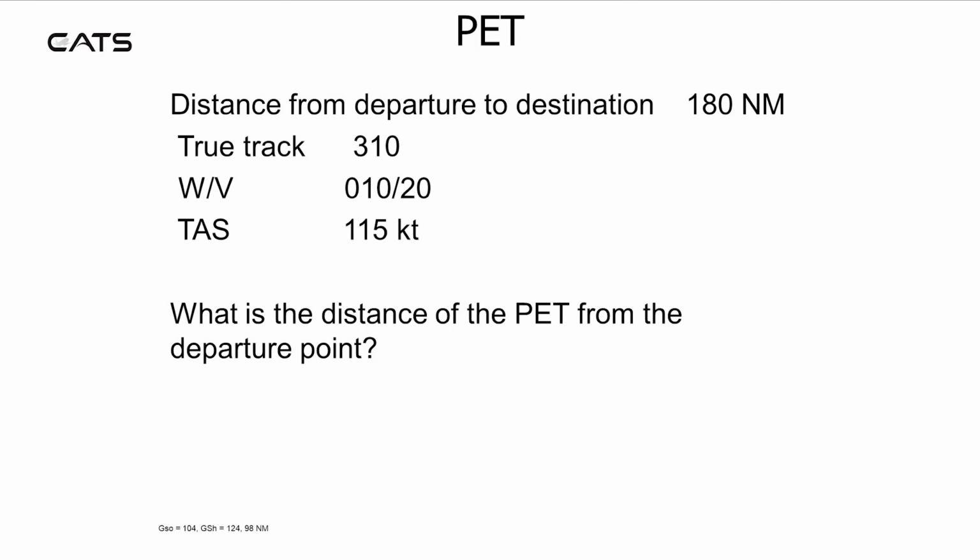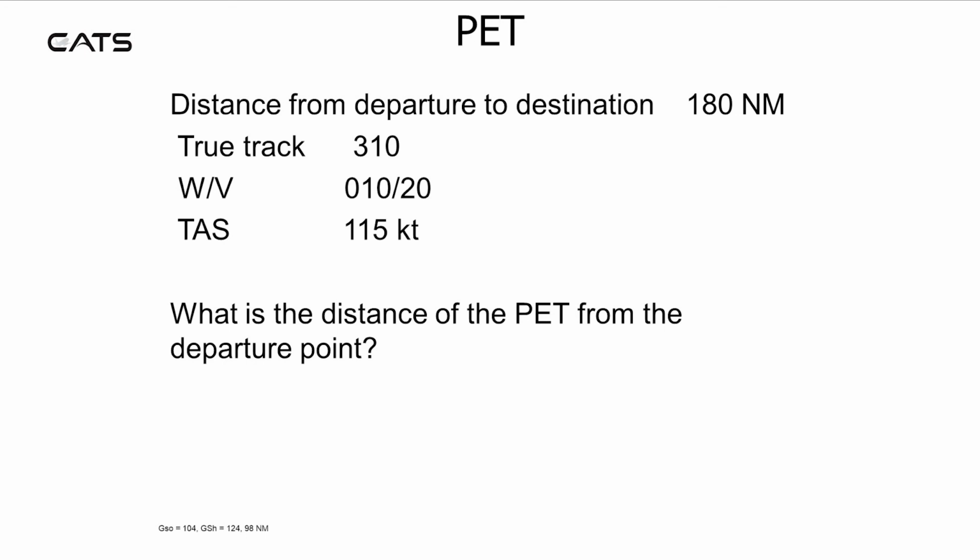Lastly, the distance from the departure to destination is 180 nautical miles, the true track is 310, the wind velocity 010/20 and a true airspeed 115 knots. What's the distance of the point of equal time from the departure point?